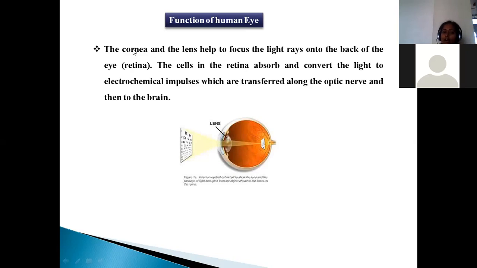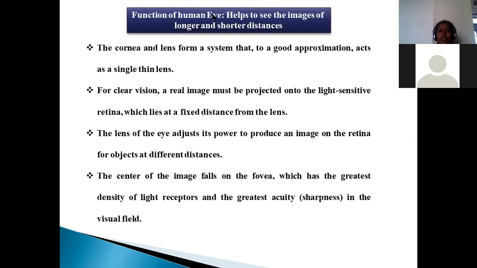How does it work? The cornea takes the light coming from the visible region, and that information is sent to the retina. The retina converts the light information into electrochemical impulses. Now it is transported through the optic nerve and subsequently to our brain. So that analysis is carried out by the brain, right? Now let us expand the applications, uses, and functions of the human eye.